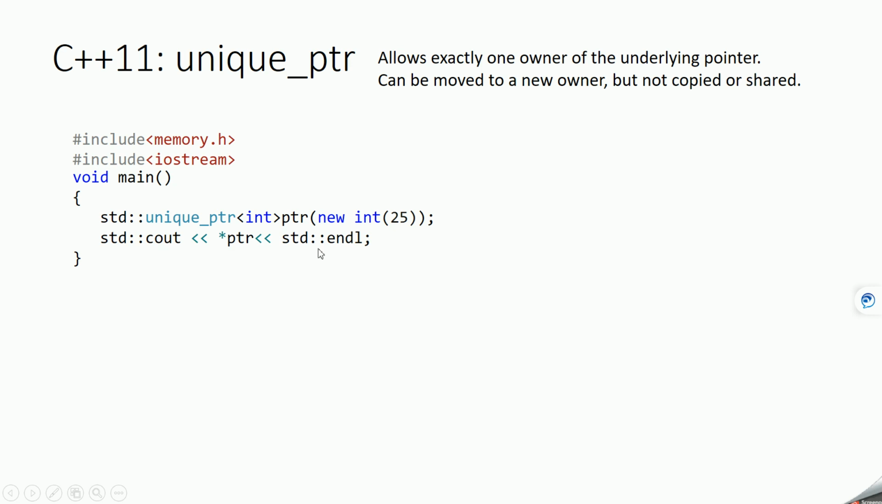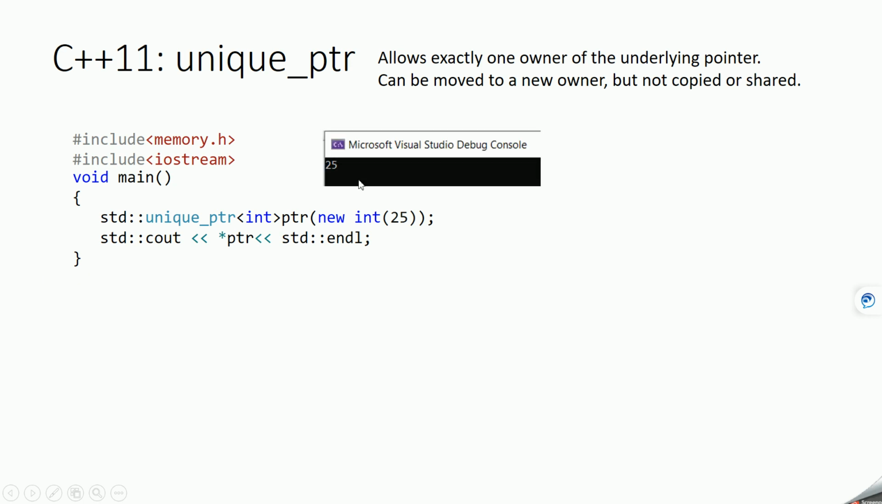In this case we are creating the pointer and printing the value at that memory location. There is no need to delete the memory explicitly because it is a smart pointer, it will get deleted automatically when it goes out of the scope. So in this case the output will be 25. This is one way you can create the smart pointer using unique_ptr and then initialize the value.